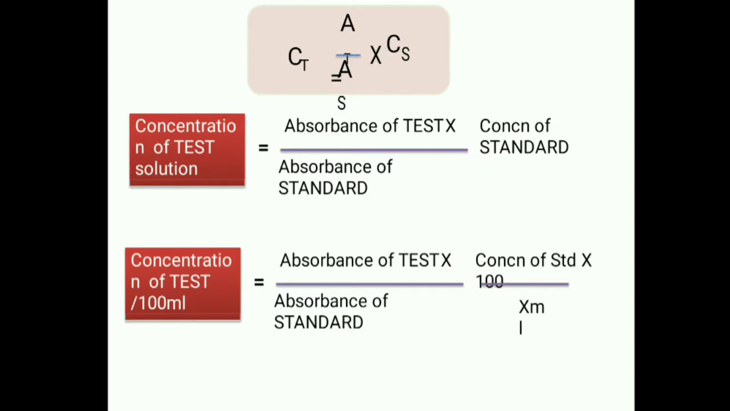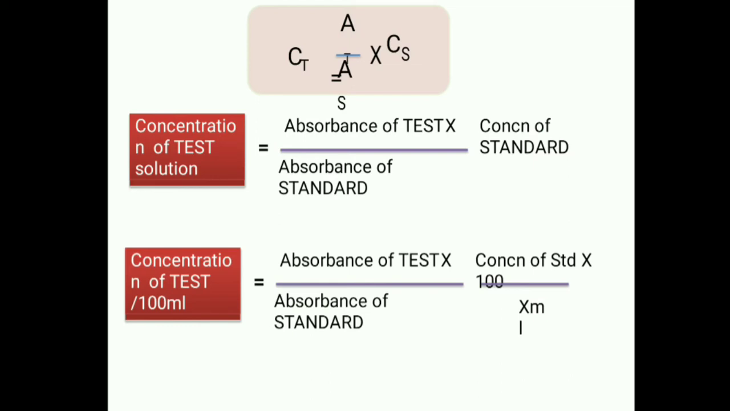So next we have CT is equal to AT upon AS into CS. So the concentration of the test solution can be estimated by this formula: absorbance of test upon absorbance of standard into the concentration of the standard. So this is the standard formula by which we can estimate the concentration of the test solution.